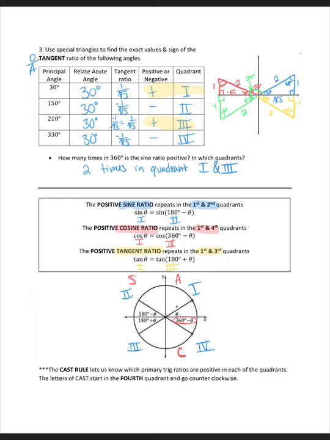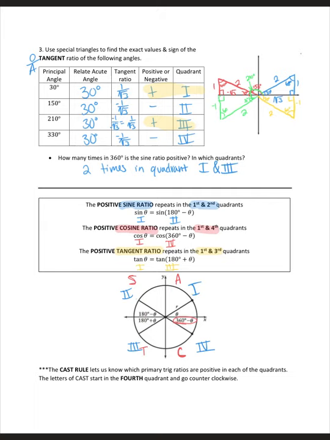So we'll put C in quadrant 4, A in quadrant 1, S in quadrant 2 and T in quadrant 3. So this CAST rule lets us know which primary trig ratios are positive in each of the quadrants. The letters of CAST start in the 4th quadrant and go counterclockwise.